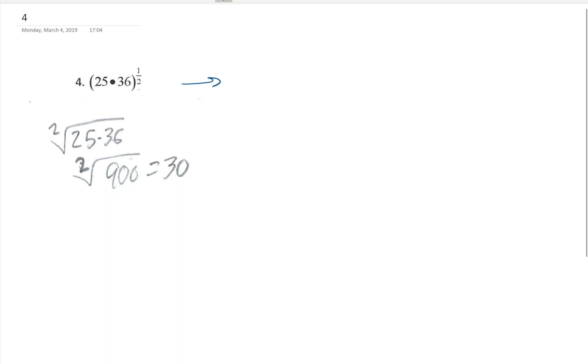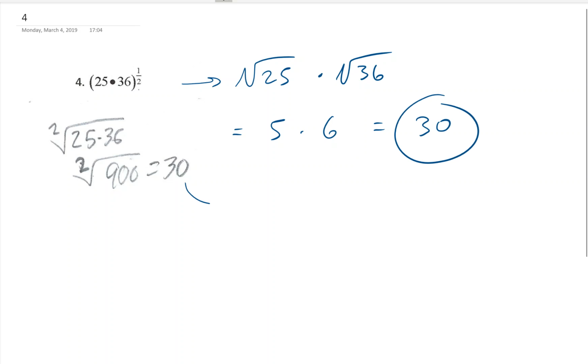For example, 1/2 you know to be the square root. So I could take the square root of 25 times the square root of 36. That gives me 5 times 6, which equals 30. Same answer you had here, but you don't have to use a calculator.